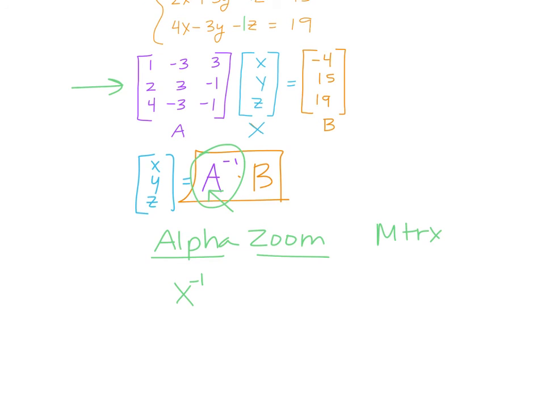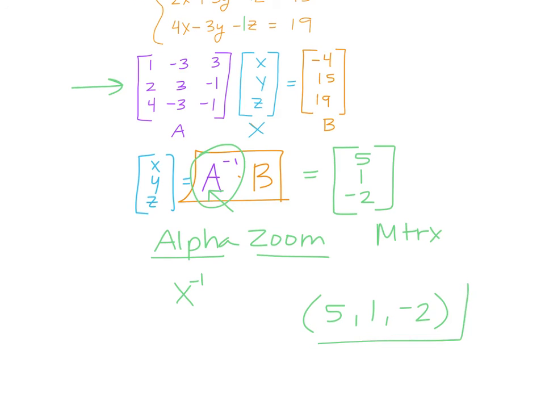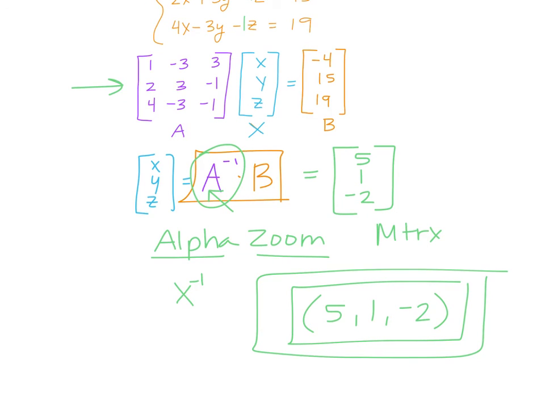And you should get, for your answer, 5, 1 and negative 2. Now remember, we're talking a system here. So that's an x, y, and z. So we would technically write it 5, 1, negative 2 as an x, y, and z all together. And that would be your answer.